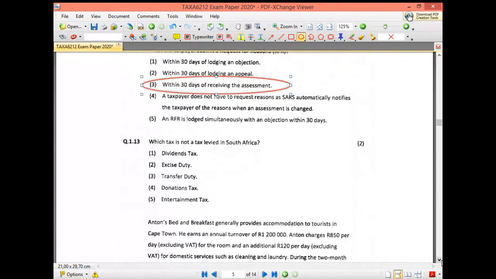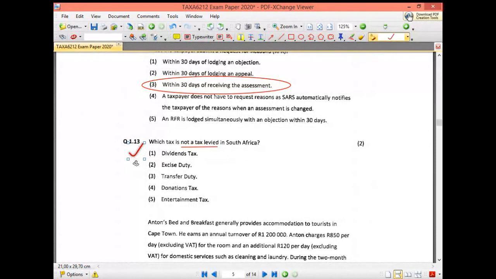Then question 1.3. This is now where we are looking if you know what taxes we are paying in South Africa. So which tax is not levied in South Africa? Okay, so dividends tax. Yes, we've got dividends tax in South Africa. That is why dividends are exempt for income tax purposes.